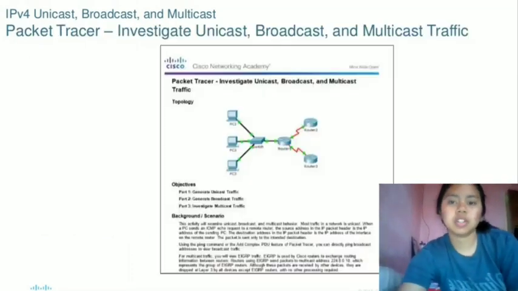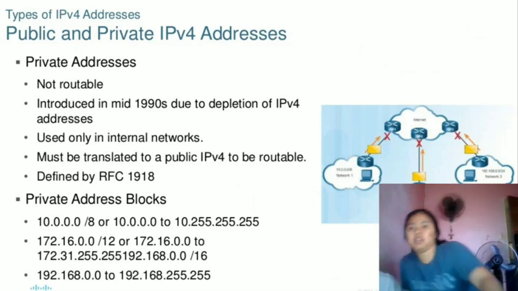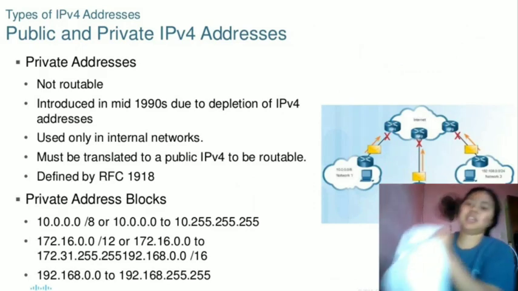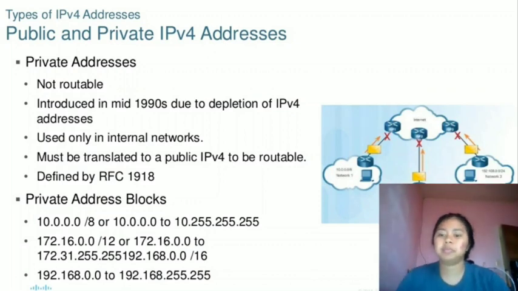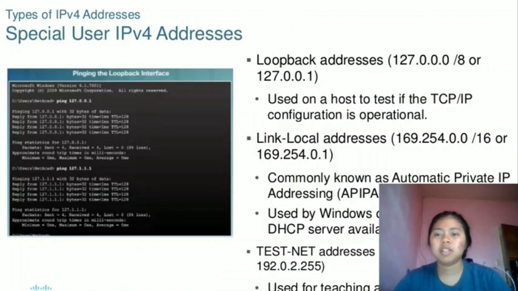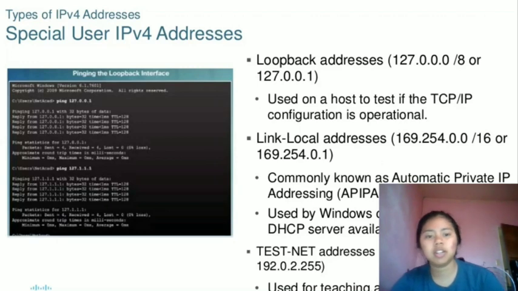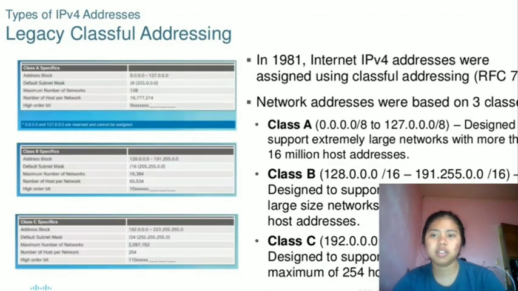Multicast, one to a select group. Public and private IPv4 addresses. Private address blocks. Special use IPv4 addresses: loopback addresses, link-local addresses, commonly known as automatic private IP addressing.